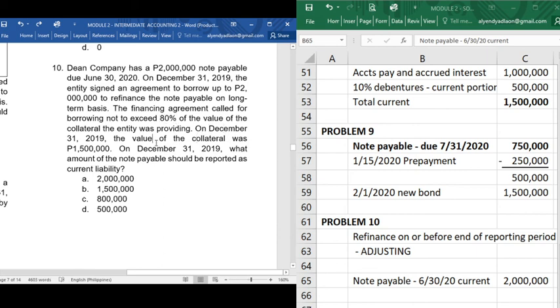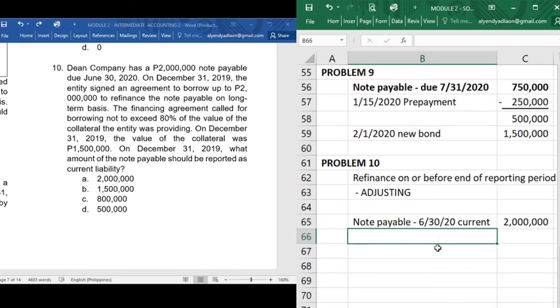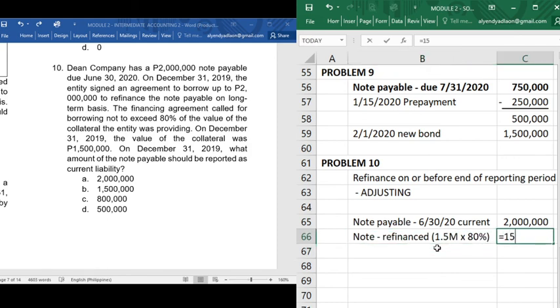On December 31, 2019, the value of the collateral was 1,500,000. Okay? On December 31, how much are the current liabilities? Okay. So, class, take note, the amount that can be lent is limited. The note payable that was refinanced, meaning its due date was changed to long term, is limited to 80%. What is 80% of 1,500,000? 1,500,000 times 80%, that is 1,200,000.